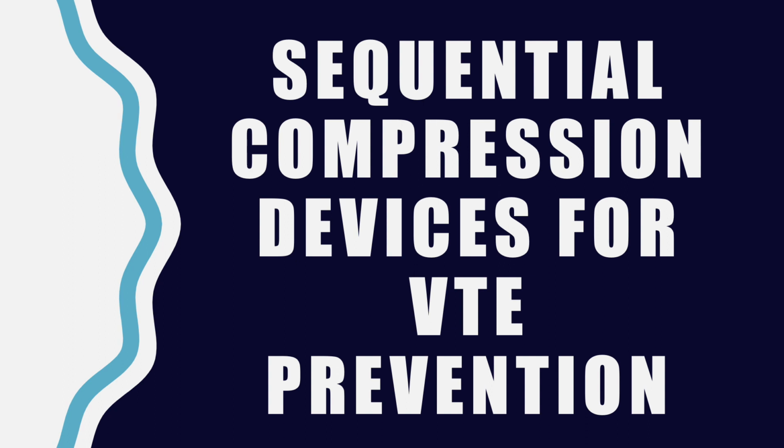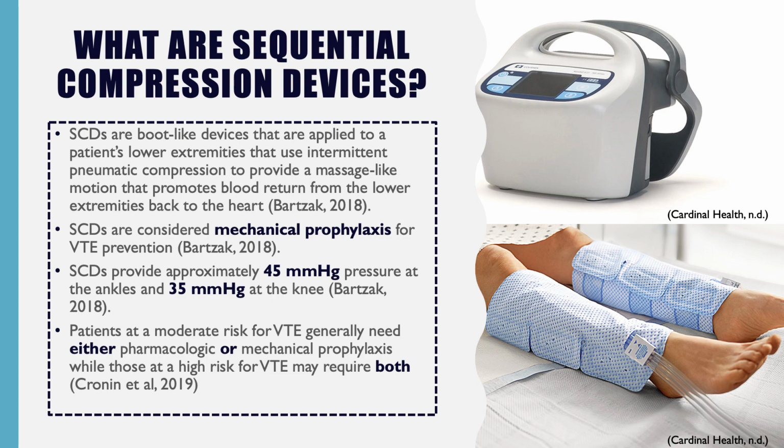Sequential compression devices are one of the methods we use on PCCU as VTE prevention. SCDs are boot-like devices that are applied to a patient's lower extremities that use intermittent pneumatic compression, or IPC, to provide a massage-like motion that promotes blood return from the lower extremities back to the heart. SCDs are considered mechanical prophylaxis for VTE prevention and provide approximately 45 millimeters of mercury pressure at the ankles and 35 millimeters of mercury pressure at the knee.